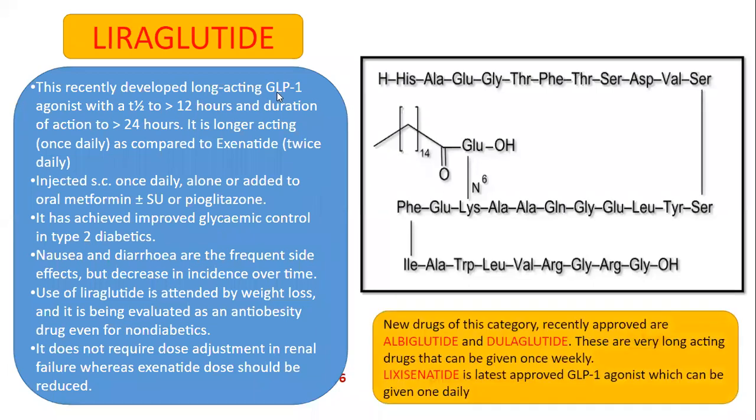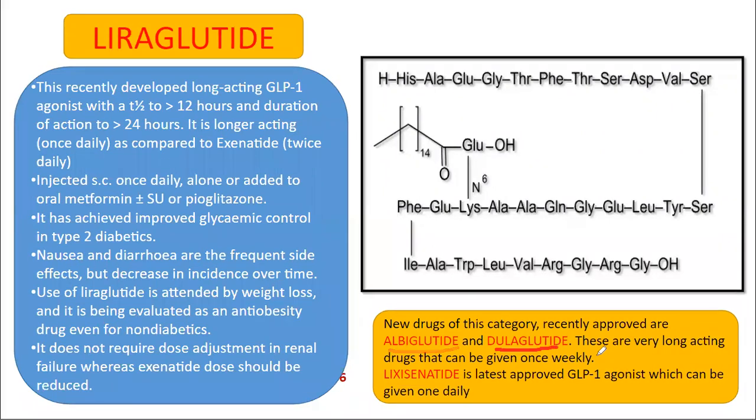Apart from exenatide and liraglutide, the other 2 drugs under this category are albiglutide and dulaglutide. They are long-acting agents, and they can be given once weekly. Liraglutide was given once daily, while albiglutide and dulaglutide are very long-acting drugs which are given once weekly. So this is an advantage. The latest approved GLP-1 agonist that is given once daily is lixisenatide. This is the latest approved drug.